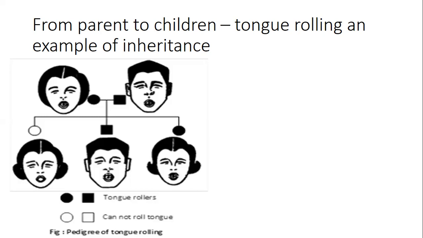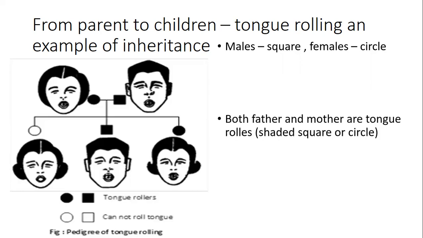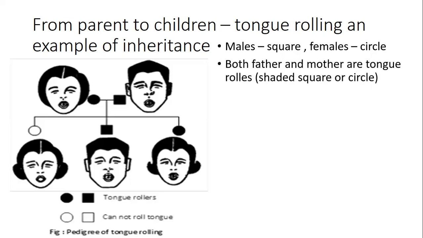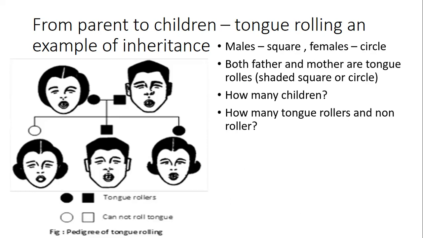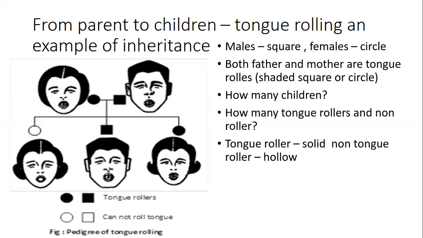See this? Male is a square and female is a circle, this is all discussed. Both father and mother are tongue rollers. Shaded square or circle. How many children? There are three children. How many tongue rollers and non-rollers? Out of three, two can roll their tongue and one cannot. So tongue roller is solid and non-tongue roller is hollow. Tongue roller is shown as a solid square or circle, square if it is a male, circle if it is a female. And non-tongue roller is given by a plain, hollow square or circle.